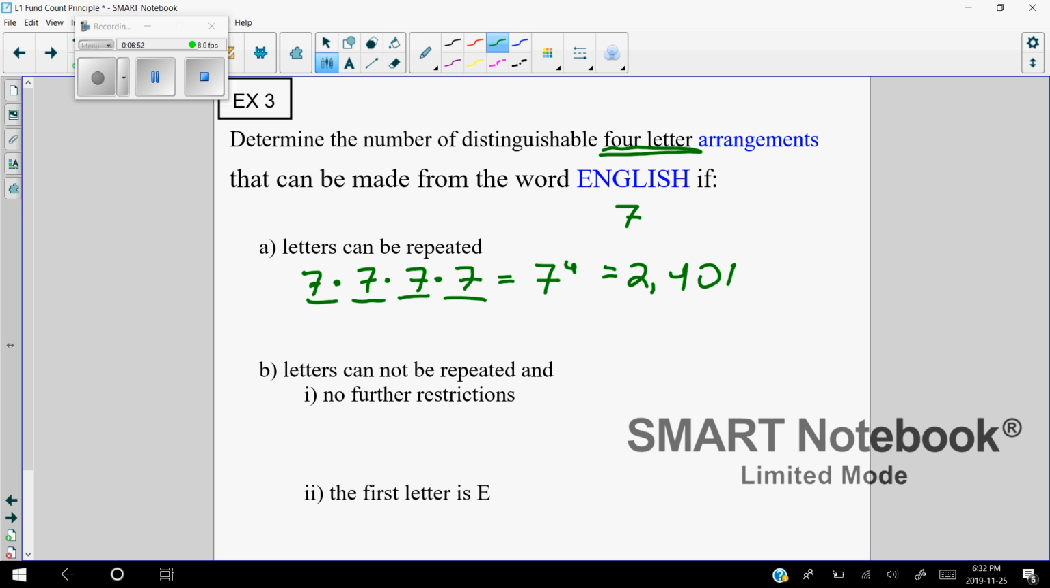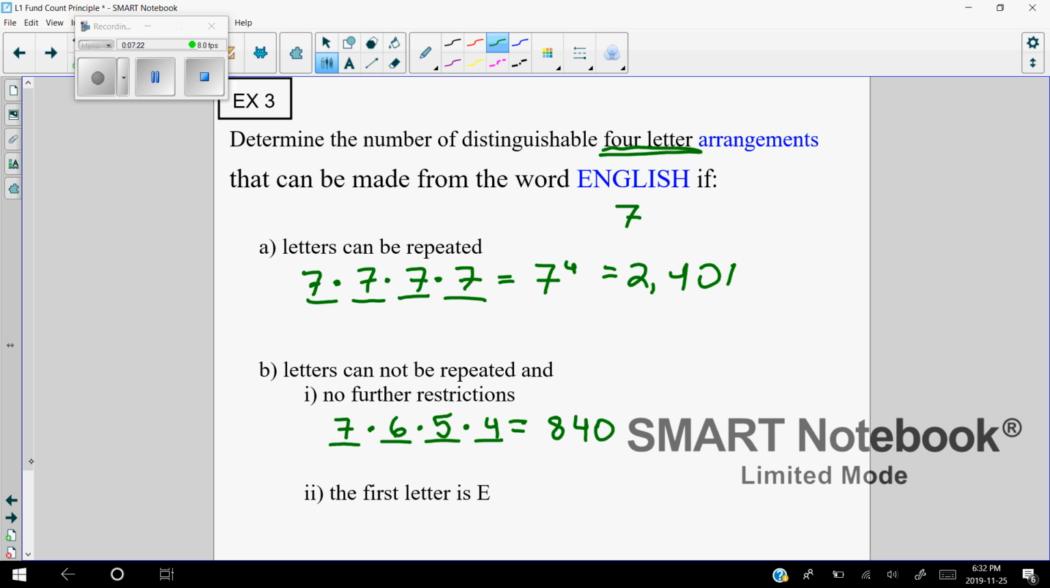Okay, now the next one says that letters cannot be repeated and there are no further restrictions. So that means I have 7 letters I can choose from in the first option. Then after that, there's only 6 because I've already used one up. Then 5, then 4. So 7 times 6 times 5 times 4 equals 840.